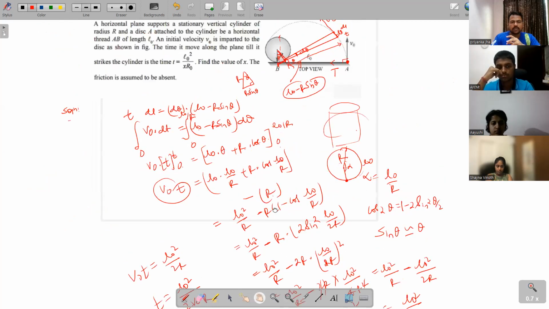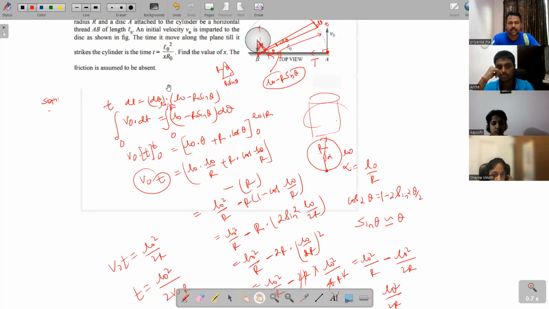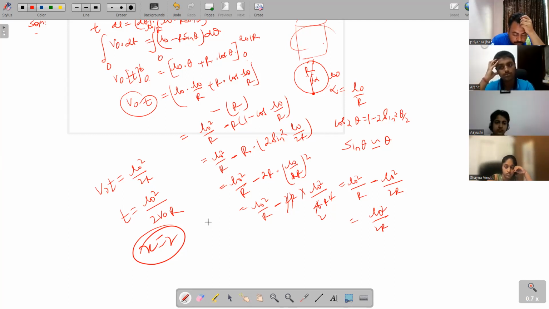So if you match this, I think V naught is missing. There should be some typo. So x should be 2, I guess. X should be 2. Let me match the answer. Correct, 2. That is missing, I think. T naught square by 2r V naught, correct.